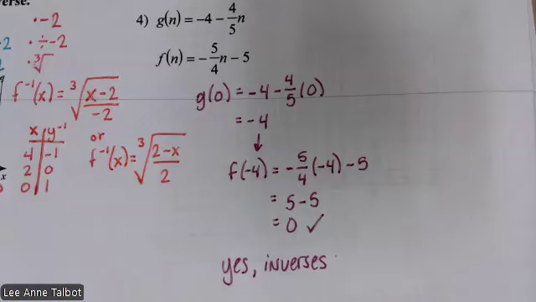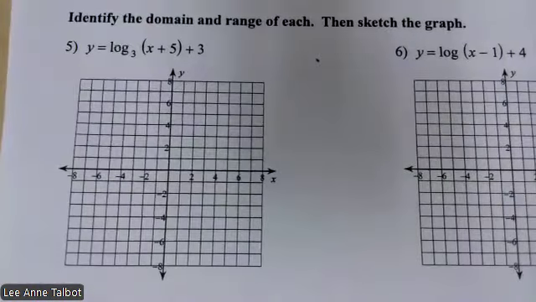Okay, any questions about number 4? Do you remember that one from the Kahoot? No, you don't remember? The one from the Kahoot that was like f of g of 0, and you're supposed to do stack function machine? Yeah. Okay. Number 5. Identify the domain and range of each, then sketch the graph.